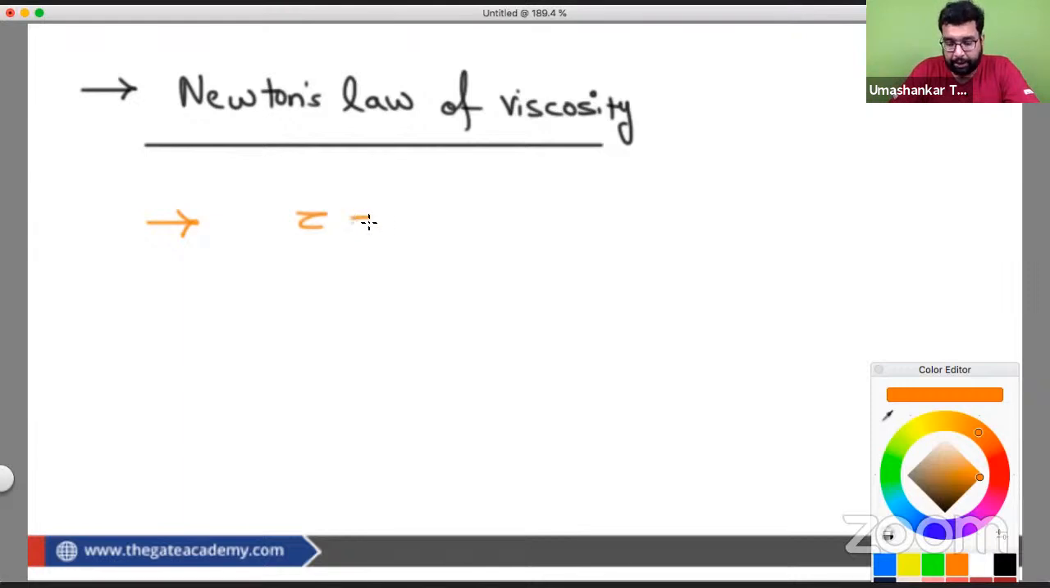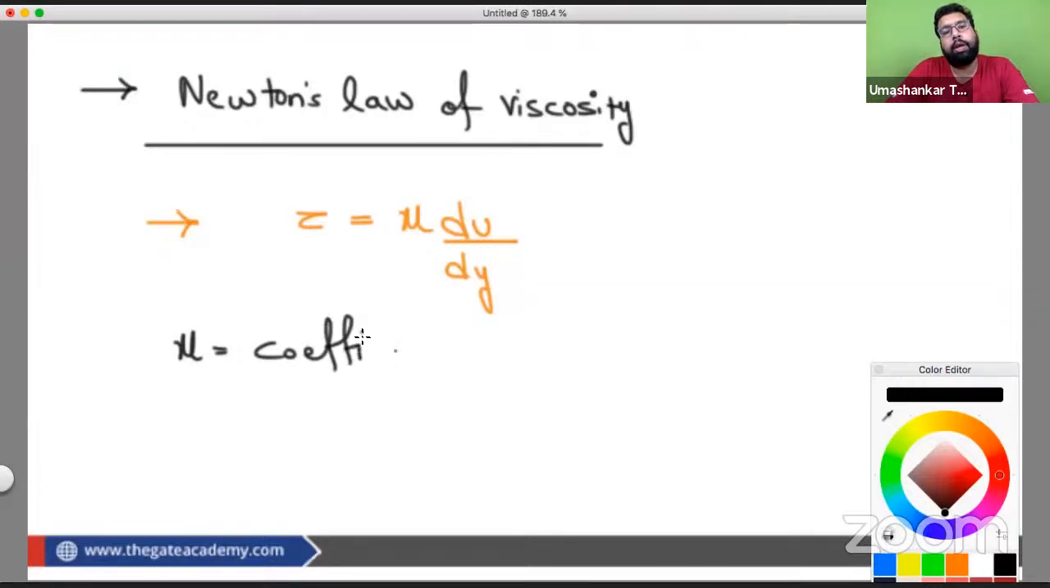The formula says that tau is equal to mu du by dy. And what is this mu, my dear? I hope we understand this mu is the coefficient of dynamic viscosity, right, my dear? It is the coefficient of dynamic viscosity.